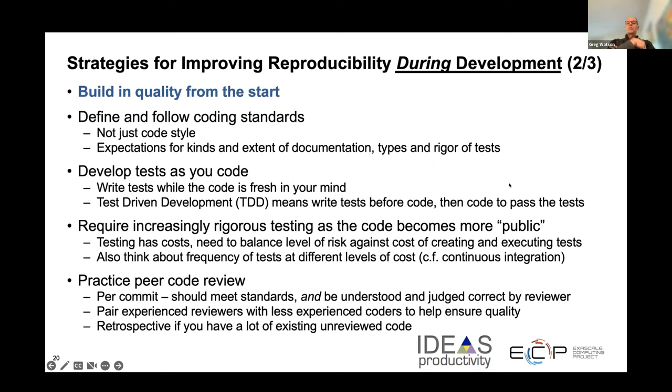Another thing that should be thought about is building in quality from the start. There are a number of software engineering practices that can be used to improve the quality. Things like coding standards are important. There are a number of different standards available, depending on what your code base is. For example, Python has coding standards that you can follow that ensure that your code is readable and sustainable. So these are not just coding styles, but they have other expectations in terms of how the code is written, and the documentation and the tests and so forth.